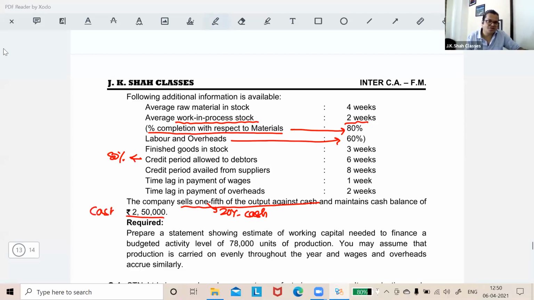This is cash, and you have to prepare it for 78,000 units. And product wages and overheads accrue similarly. This statement will have no value because outstanding wages are 1 week and outstanding overheads are 2 weeks. So we'll follow that and we'll just ignore the statement. People clear till here? Okay.